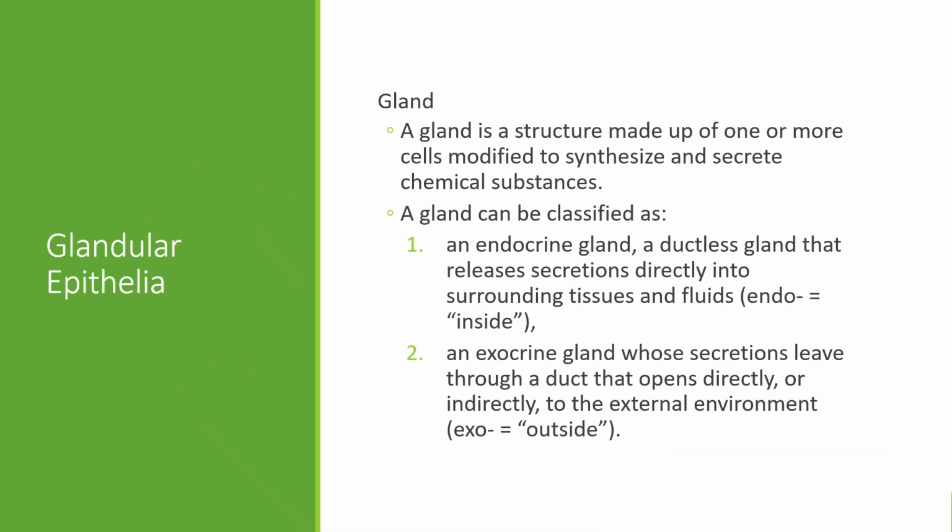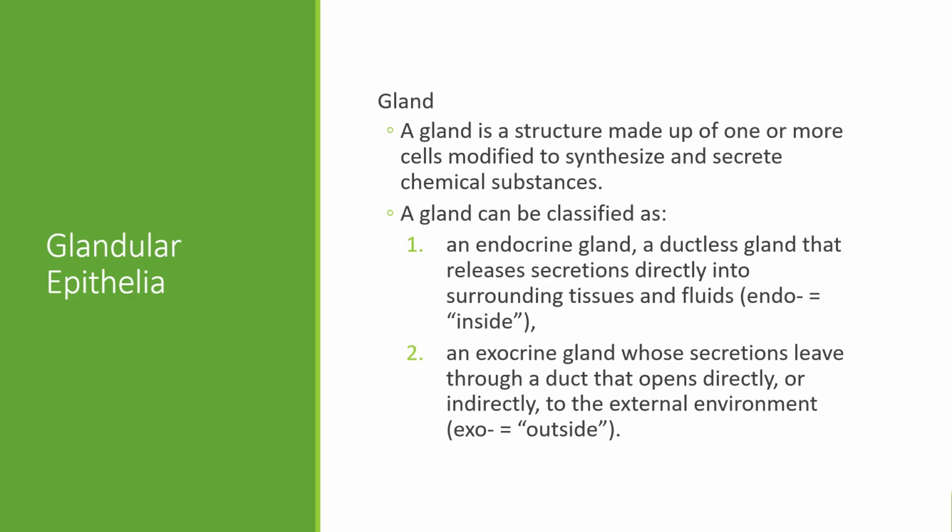Let's talk a little bit about glandular epithelia. A gland is a structure made of one or more cells modified to synthesize and secrete chemical substances. A gland can be classified one of two ways. It can either be an endocrine gland, which is a ductless gland, duct meaning a tube, not quack quack duck, that doesn't have a tube and releases its secretions directly into the surrounding tissues. So it does not have a tube that carries its product to the surface of something. It just releases it into mostly the blood and the lymph in the tissues around it.